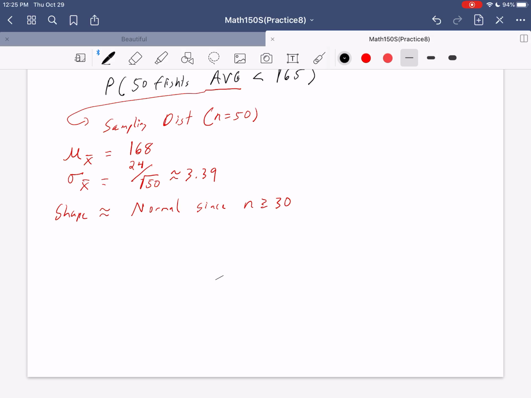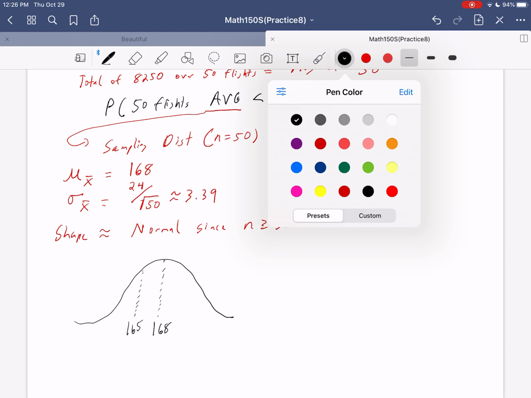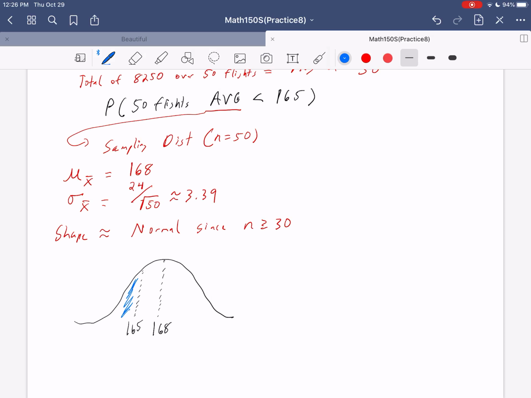So we can go ahead, draw our bell-shaped curve. Okay, middle still located at 168. Our point of interest is 165, which is a little bit less, so somewhere over here. And we want the probability that the average is less than 165. So we'll be shading in the stuff to the left here.